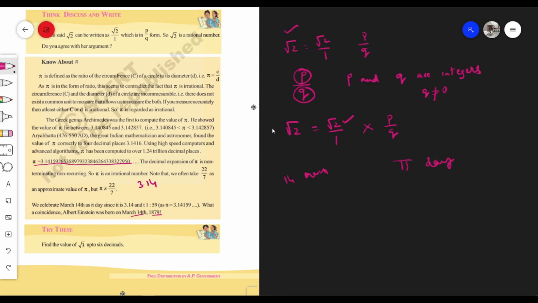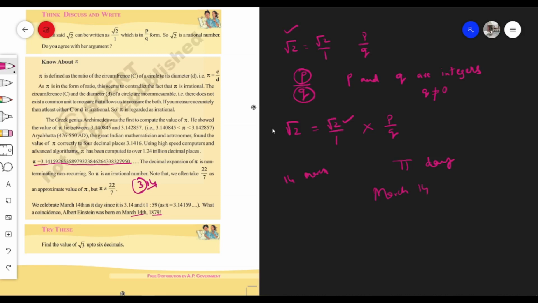Pi Day. What is Pi Day? March 14. Why March 14? Because the value of pi is 3.14. Okay, 3 March 14 date. And besides, we have a special day, that is the famous scientist Albert Einstein's birthday. Okay, all these are history, you know it.